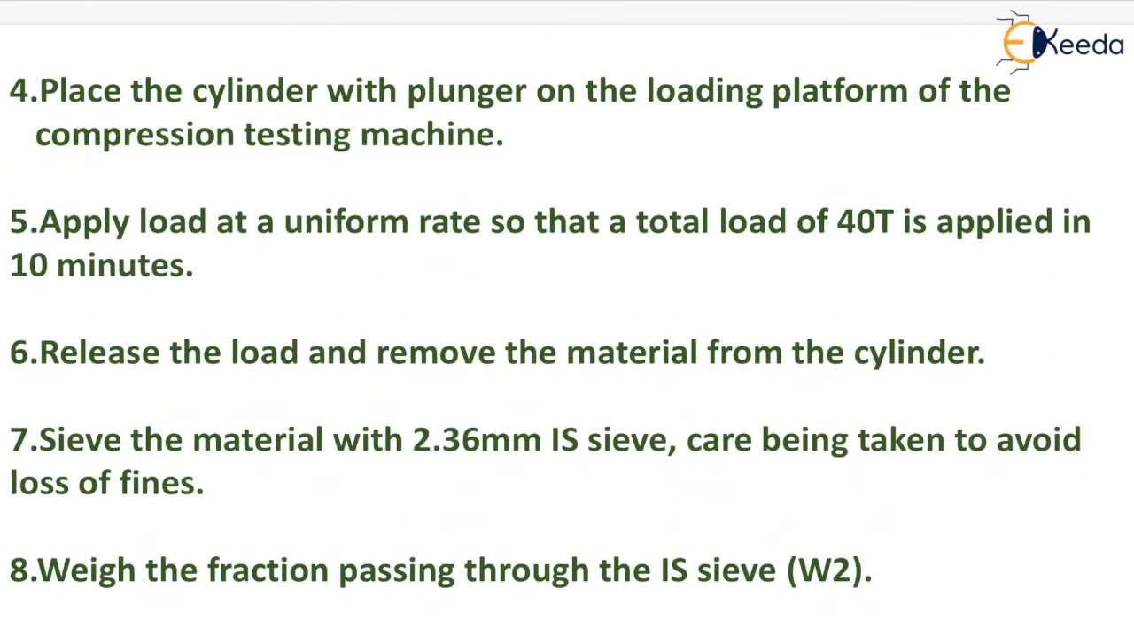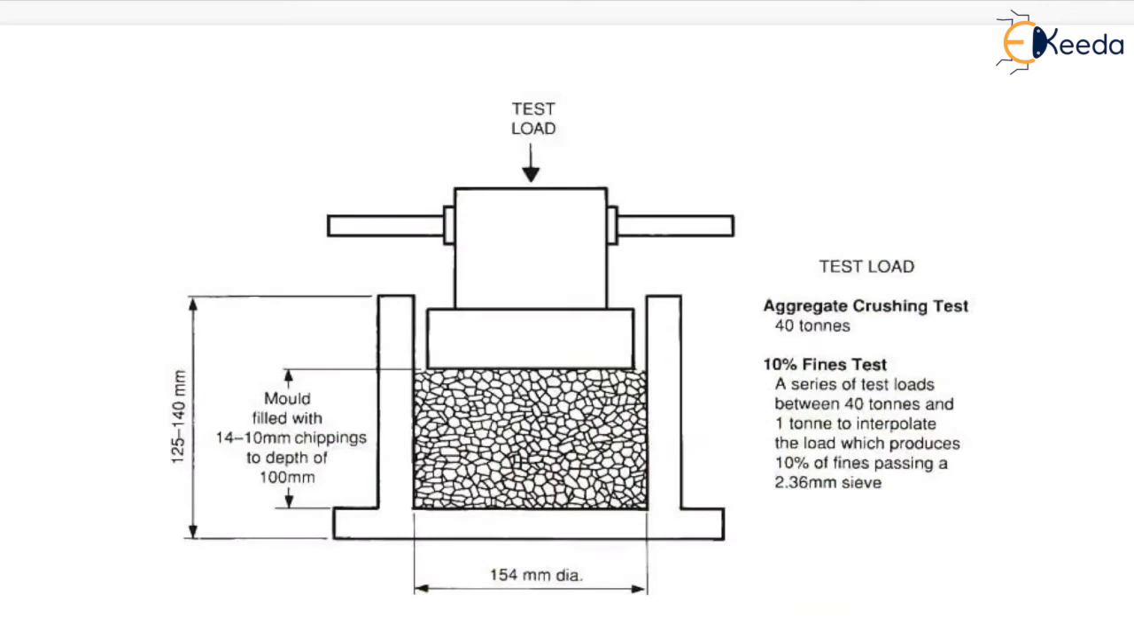Place the cylinder with plunger on the loading platform of the compression testing machine. Apply load at a uniform rate so that a total load of 40 ton is applied in 10 minutes. Release the load and remove the material from the cylinder. Sieve the material with 2.36 mm IS sieve, care being taken to avoid loss of fines. Weigh the fraction passing through the IS sieve and let it be W2. This is the apparatus of the aggregate crushing test.